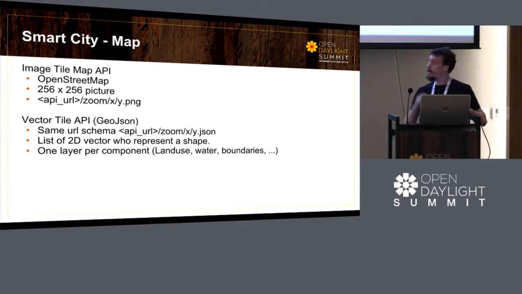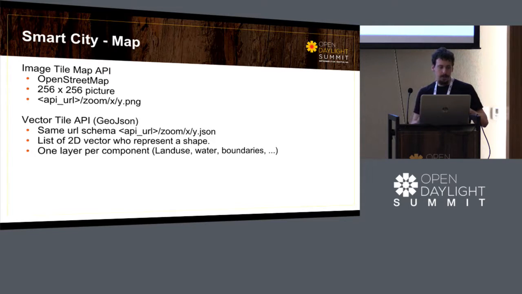So for the map, there are 2 APIs available to do it, because what we want is really the same thing that you see with Google Maps or OpenStreetMap, but for a 3D plane. So there are 2 APIs, like I said. You have the image tile API and you have the vector tile API. The image tile API that I will talk about will be the OpenStreetMap API, because I didn't really look at the Google one.